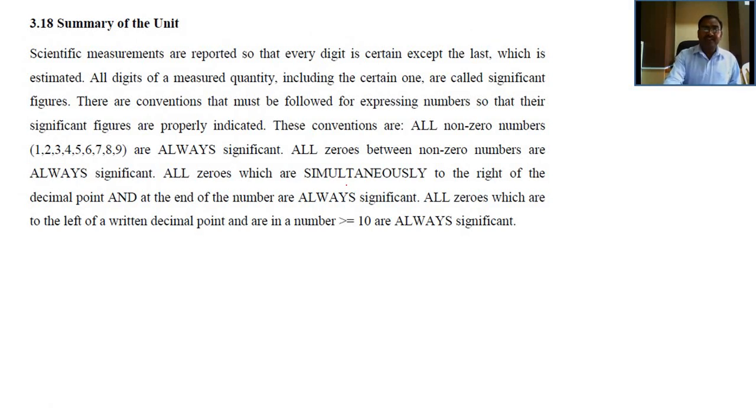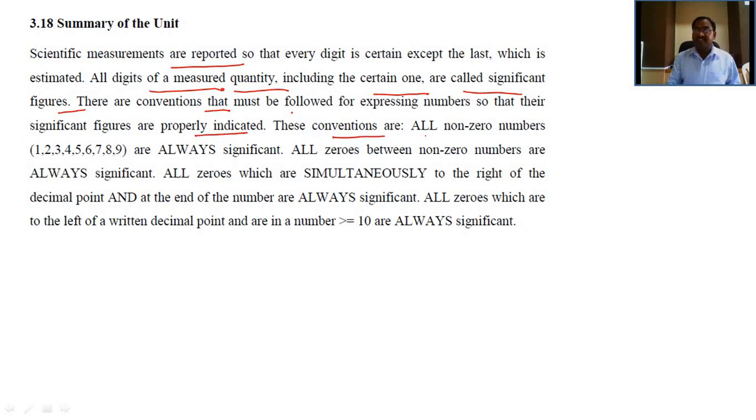To summarize, scientific measurements are reported such that every digit is certain except the last, which is estimated. All digits of a measured quantity, including the uncertain one, are called significant figures. There are conventions that must be followed for expressing numbers so that their significant figures are properly indicated.